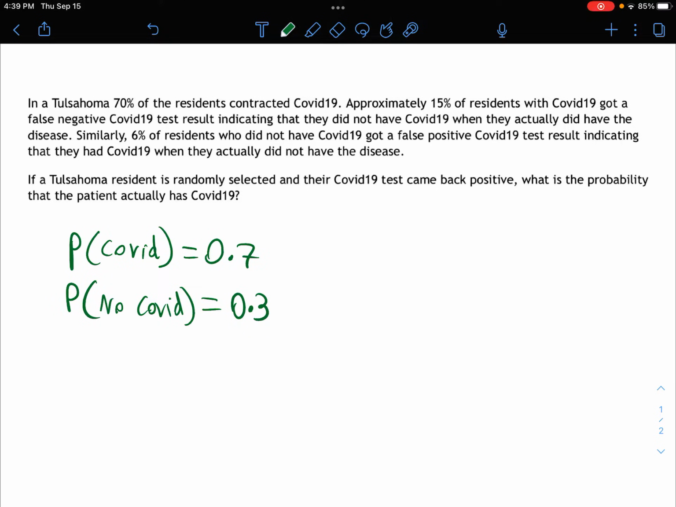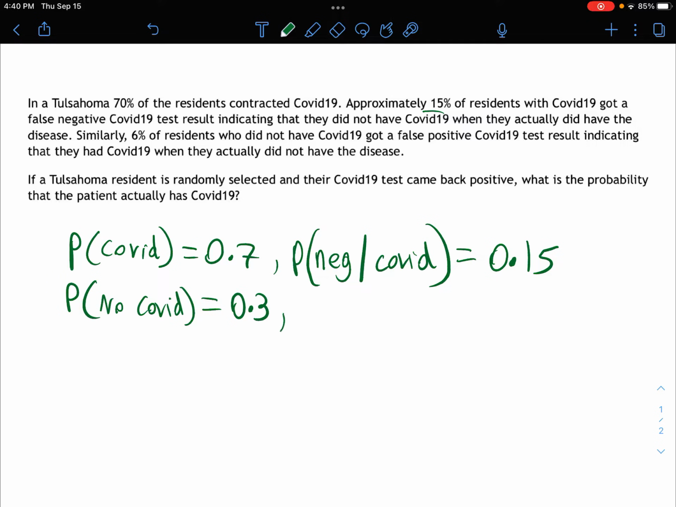Okay, then it goes on to say approximately 15% of the residents with COVID got a false negative. A false negative means that they did get a negative test result, but they actually had COVID. And what they're saying is that the probability of that happening, a negative test result for somebody that had COVID, was 15%. So that's 0.15.